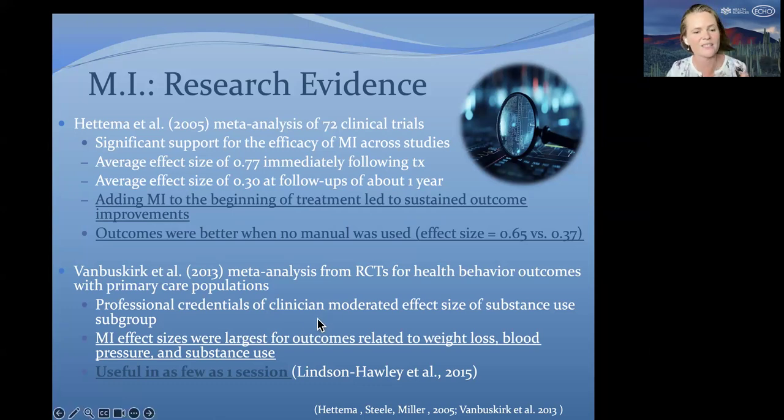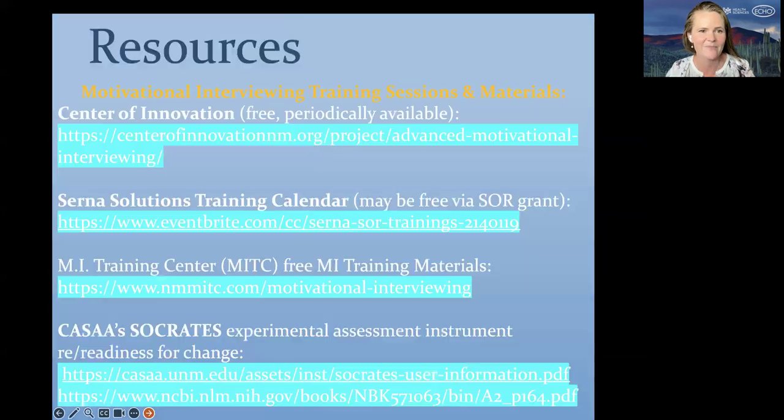And then also, more recent meta-analyses show that it's useful in as few as a single session, sometimes a relatively brief session. So obviously very useful for a variety of medical settings. And also that effect sizes were largest for outcomes that related to weight loss, blood pressure, and substance use, which you all as providers can appreciate are particularly intransigent categories of behavior. So it really shows how potent MI can be.